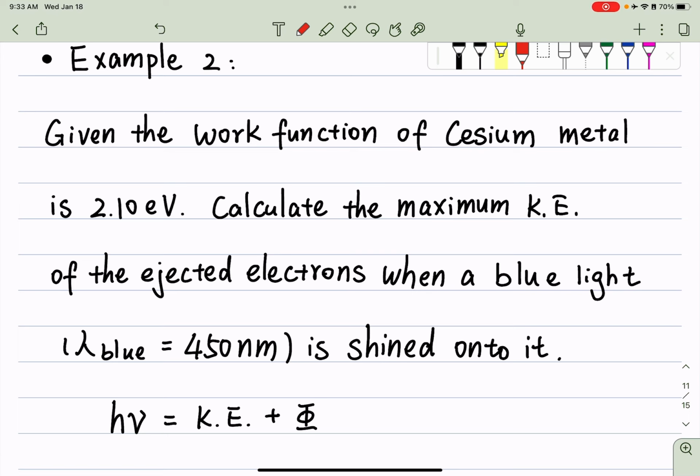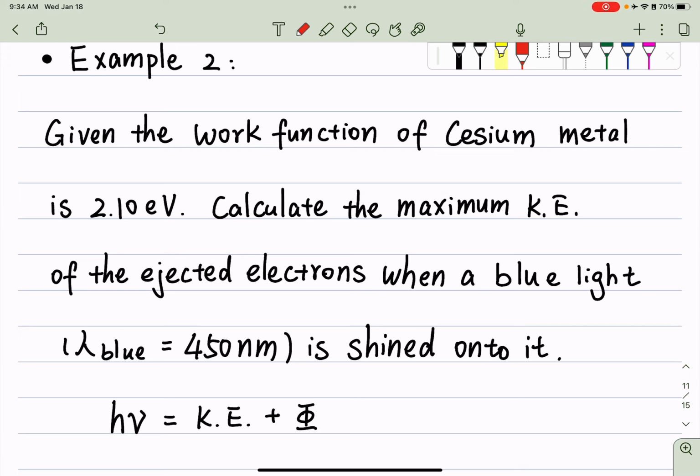So what we have now is we want to use the work function. And you can be asked to calculate the maximum kinetic energy of the ejected electrons when, say, a blue light is shone on there. So it's the same experiment, the same photoelectric experiment. Now I'm just giving you the work function and the wavelength of the light that's being used, and can you calculate the maximum kinetic energy of the ejected electrons?